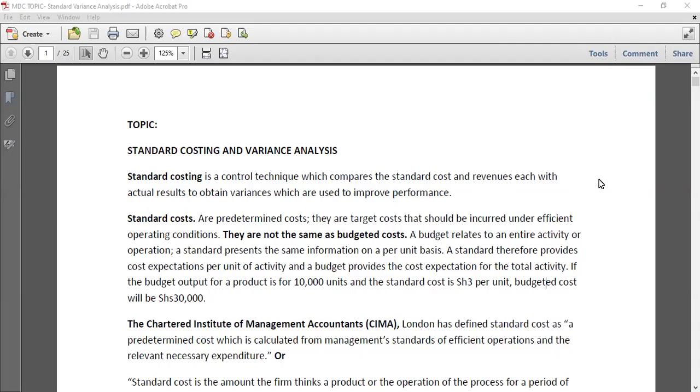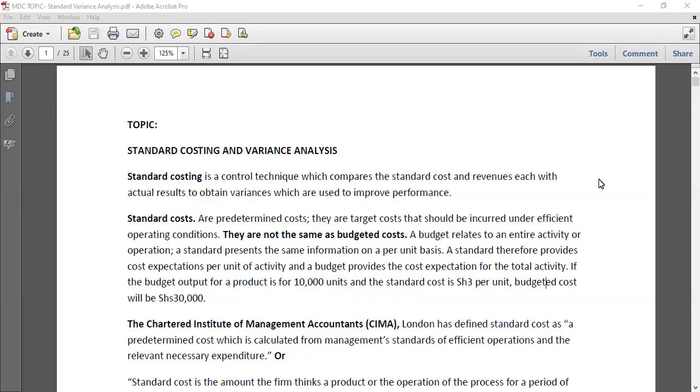Today we want to look at standard costing and variance analysis. Standard costing and variance analysis has a greater relationship when it comes to budgeting. So you must be attending this class after you've at least attended the budgeting class.